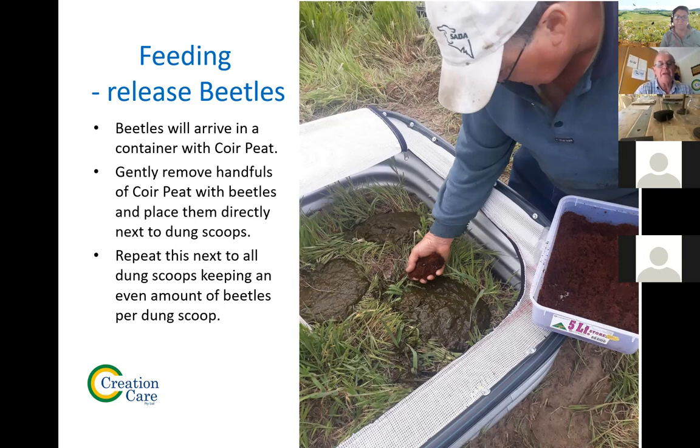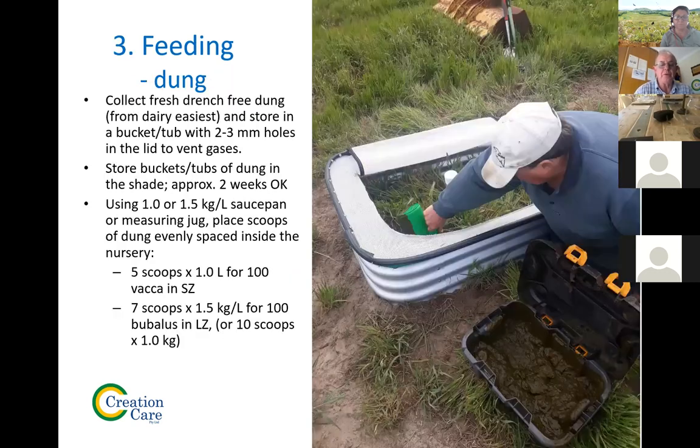So put them next to the dung scoops, and just repeat that till all the dung scoops have beetles, so the beetles are distributed over the dung scoops you put in, whether it's 5 for Vacca or 7 for Bubalus.